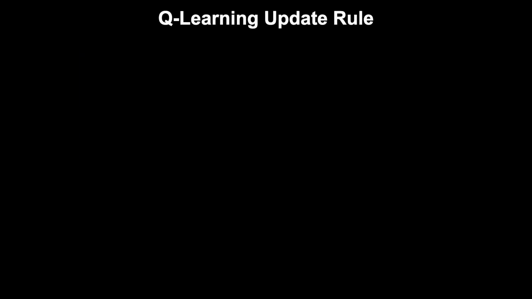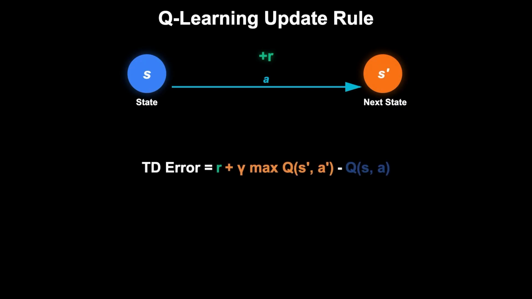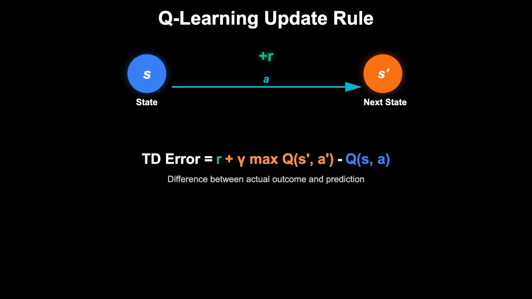Q-learning updates the estimates every time the agent takes an action. Start in state S, take action A, observe reward R, and arrive in new state S prime. We now have real data, the actual reward received, plus an estimate of future value based on the best action available in S prime. The temporal difference error measures how wrong our current estimate is. We predicted Q of S, A, but the actual outcome was reward R plus gamma times the maximum Q value in the next state. The difference between these is the error.